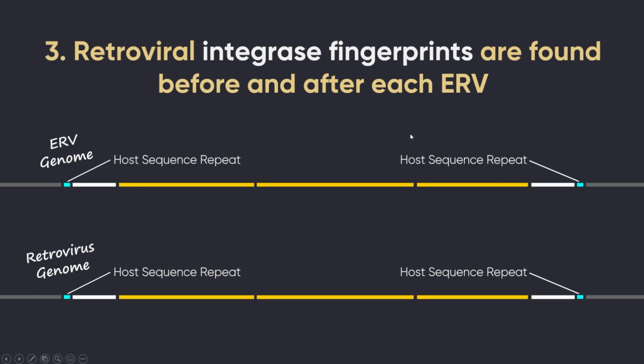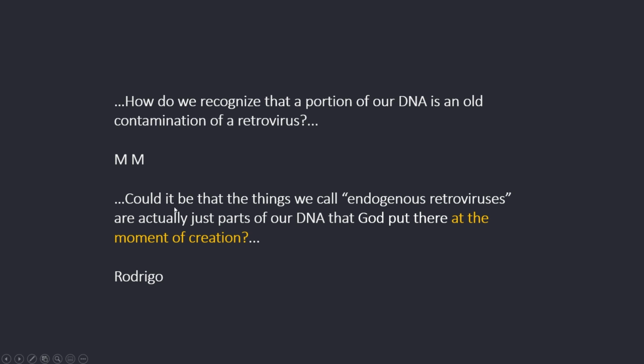Not only do they have the same protein coding genes on the inside of the genome, they have long terminal repeats, and they have these little scars on the ends there. So that question that was asked, could it be that the things we call endogenous retroviruses are actually just parts of our DNA that God put there at the moment of creation?